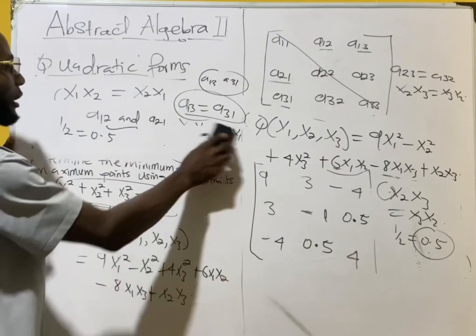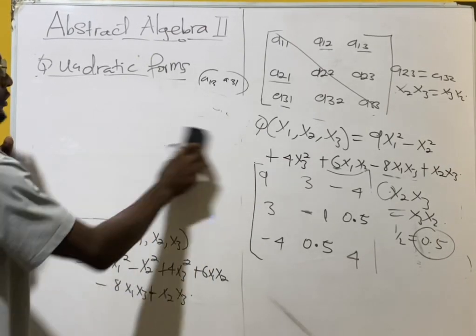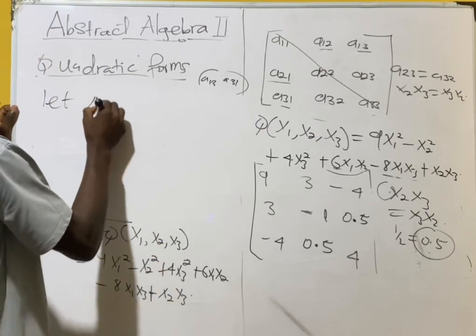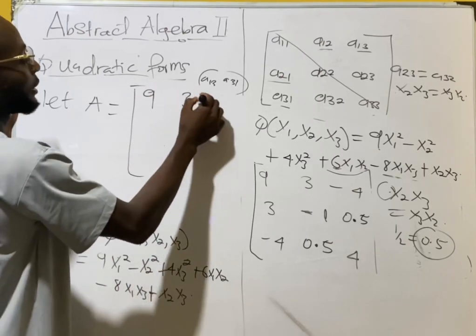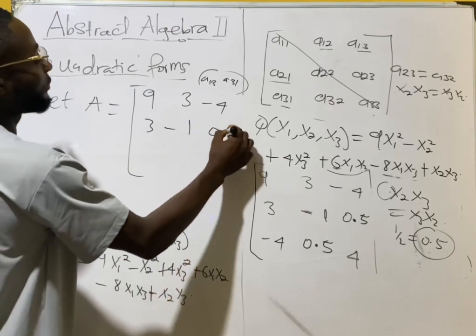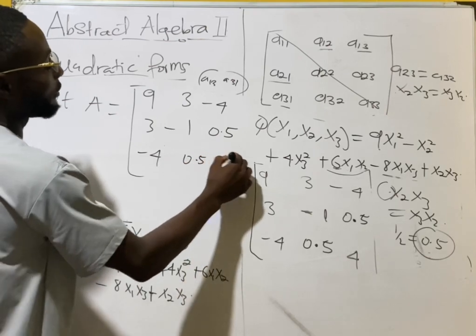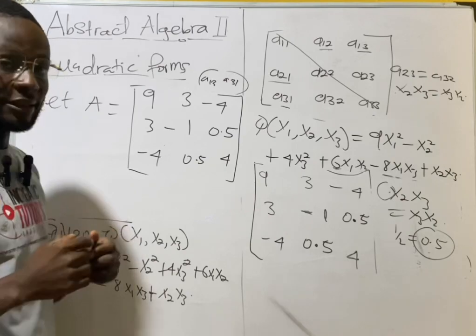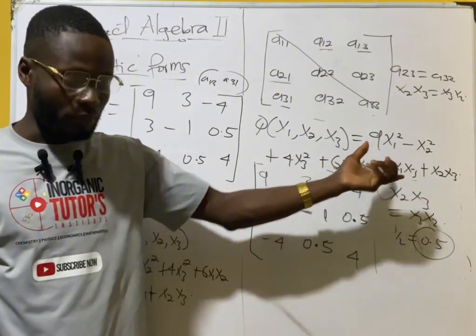Can I clean this? Okay, this is going off. So let's say that our matrix is A. We have the matrix, which is 9, 3, -4; 3, -1, 0.5; -4, 0.5, and 4. So this is the matrix that we have been able to form out of the quadratic form.